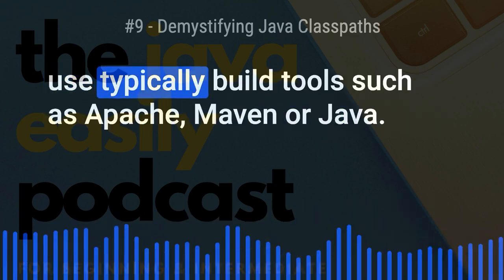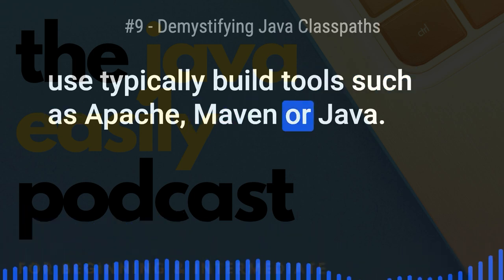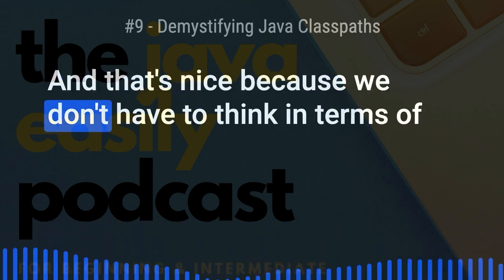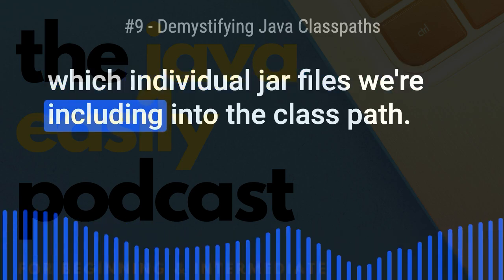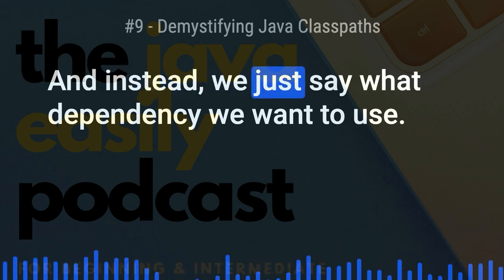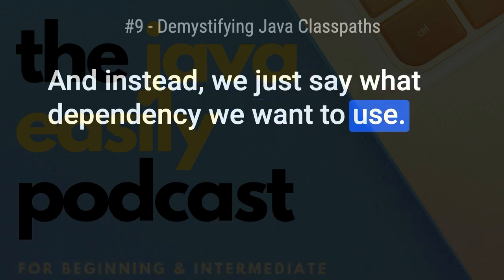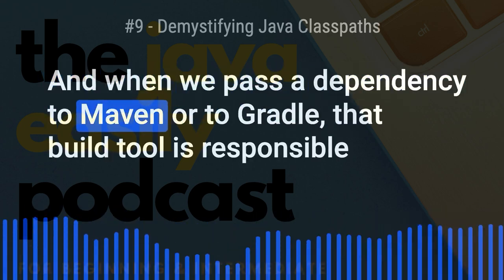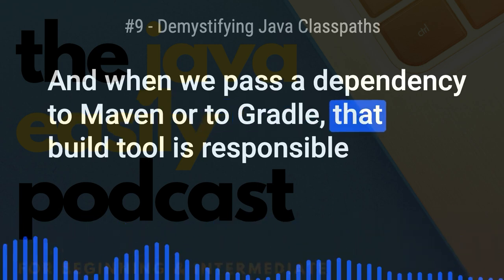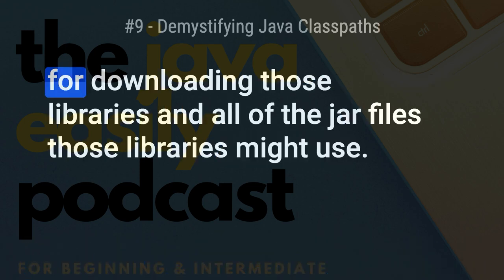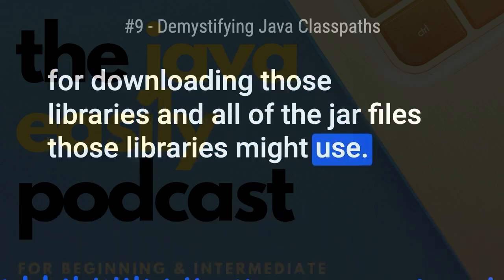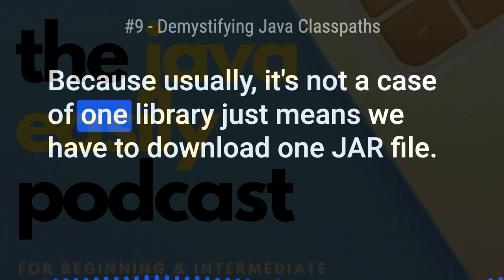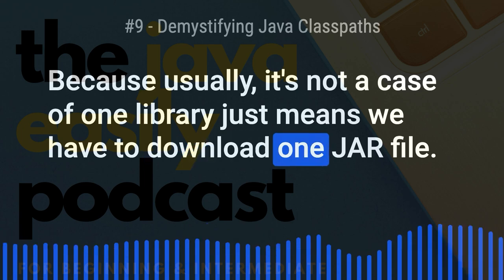Now, as we've said, we don't do things by the command line. We typically use build tools such as Apache Maven or Gradle, and that's nice because we don't have to think in terms of which individual jar files we're including in the class path. Instead, we just say what dependency we want to use. And when we pass a dependency to Maven or to Gradle, that build tool is responsible for downloading those libraries and all of the jar files those libraries might use, because usually it's not a case of one library just meaning we have to download one jar file.